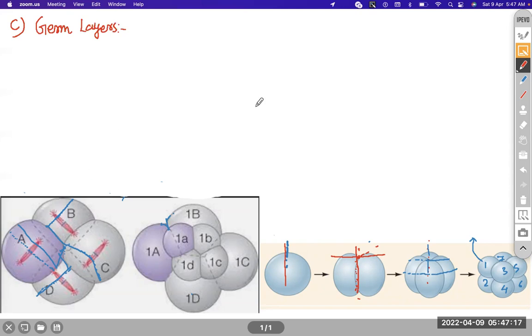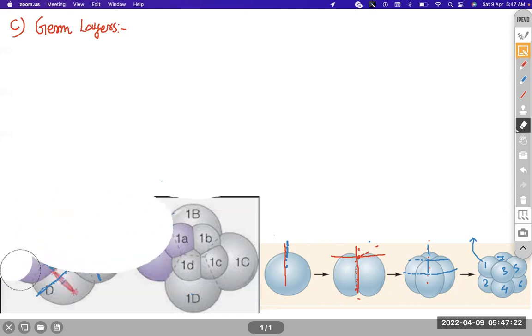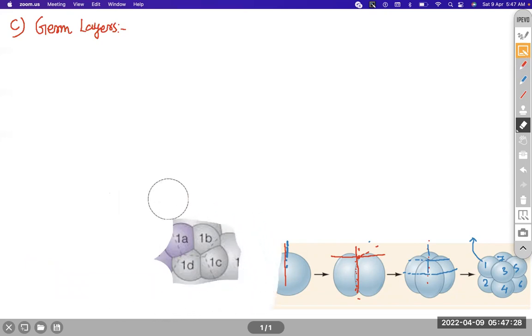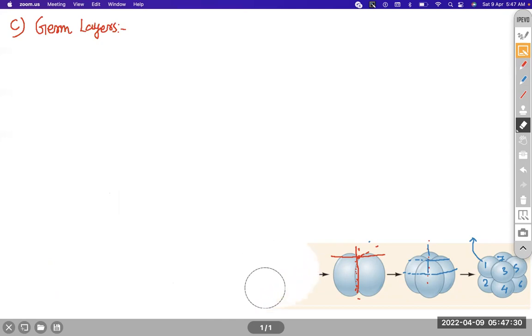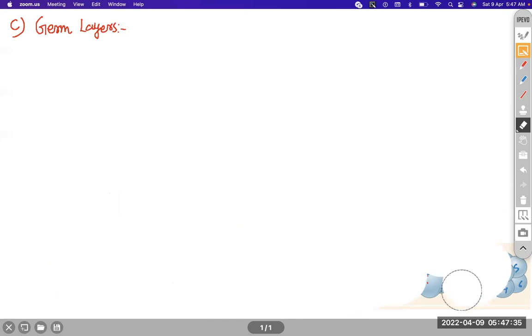So in the earlier section, in the last class, you have learned that infolding of the blastoderm of the blastula forms a gastrula, okay, with two or more layers. The outer layer is ectoderm and the inner layer is endoderm. आपने देखा था ना ब्लास्टुला में इनफोल्डिंग हुई थी.